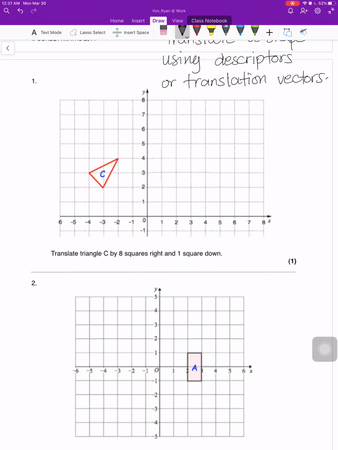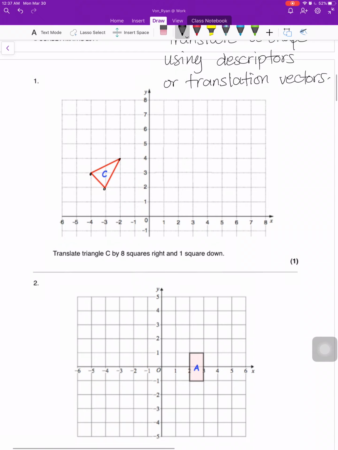Now, the best thing to do is to look at vertices or corners and use that as a guide to move your triangle. It says 8 squares to the right, so you just move one of each of the dots to the desired position. So 8 squares to the right and 1 square down, so that would be 1, 2, 3, 4, 5, 6, 7, 8 to the right and then down. Let's just name them A, B, C. This is going to be point B. That's to the right and down. C will be 1, 2, 3, 4, 5, 6, 7, 8, 1.